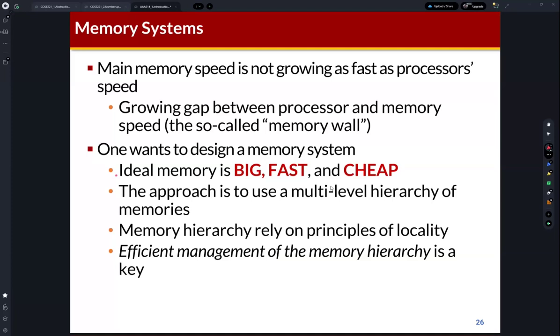Now we cannot use the ideal memory, because the ideal memory is big, fast, and cheap. There is no ideal thing in this real world. So we cannot use this type of memory.